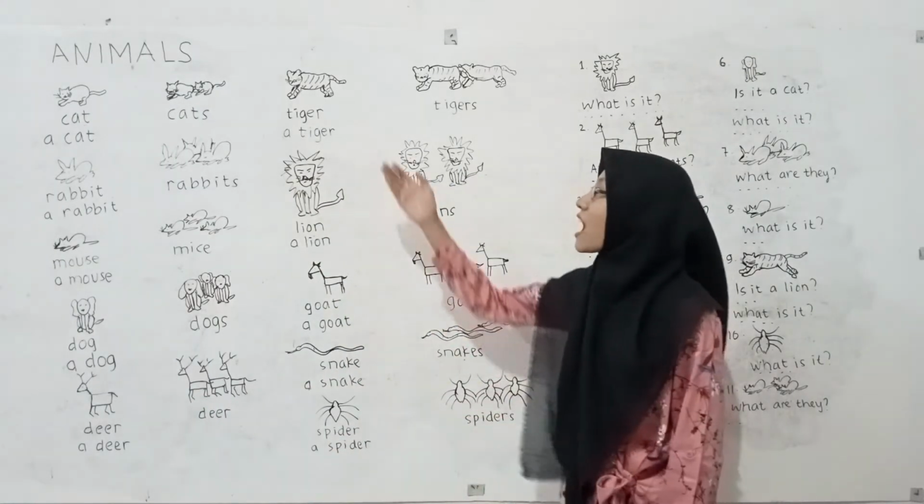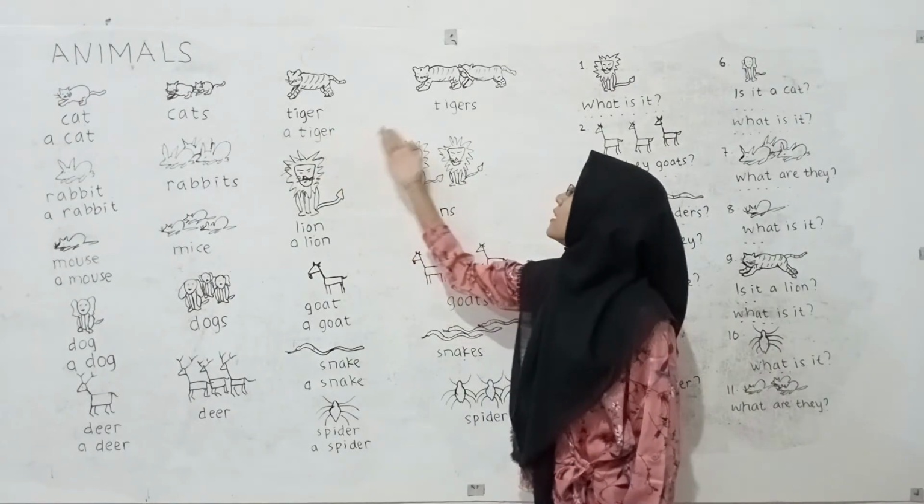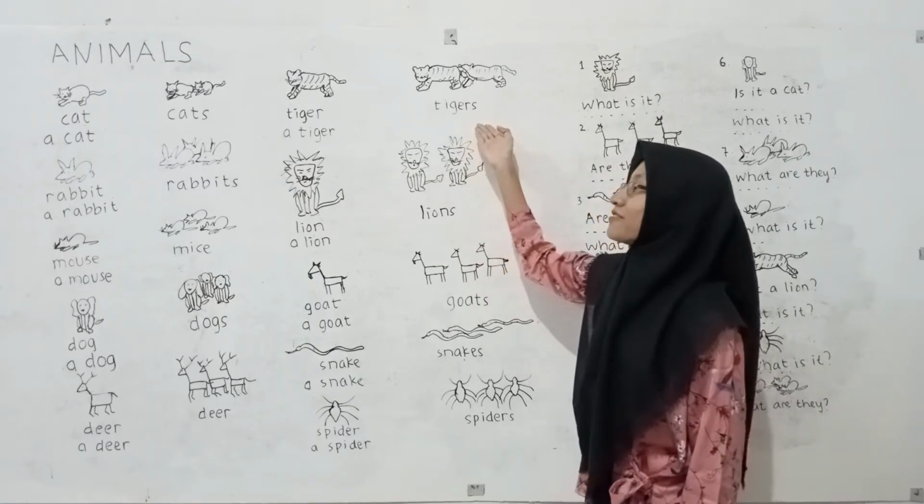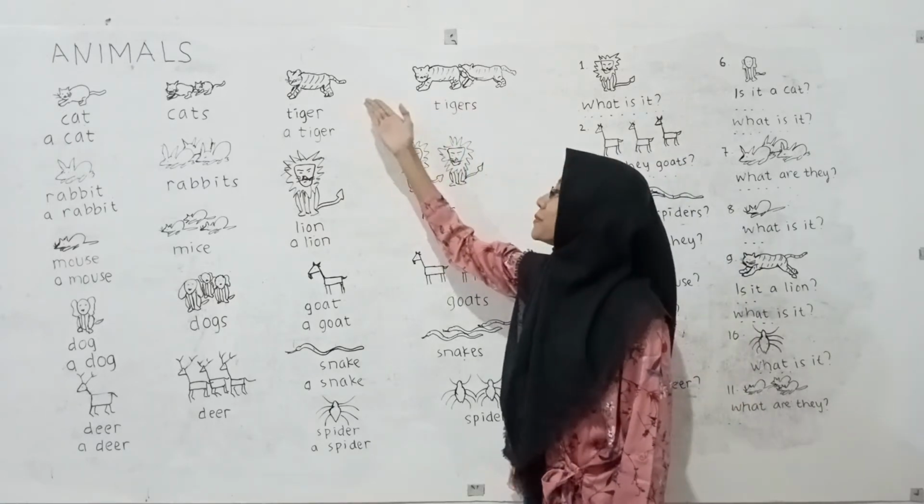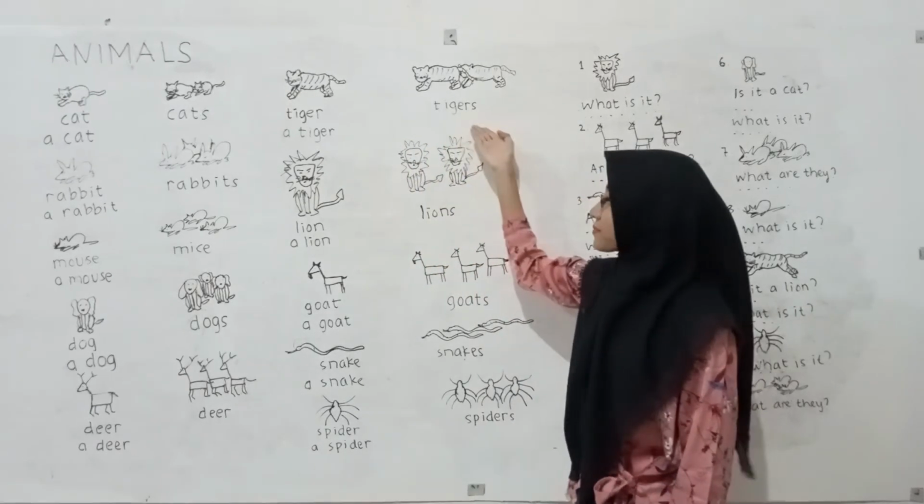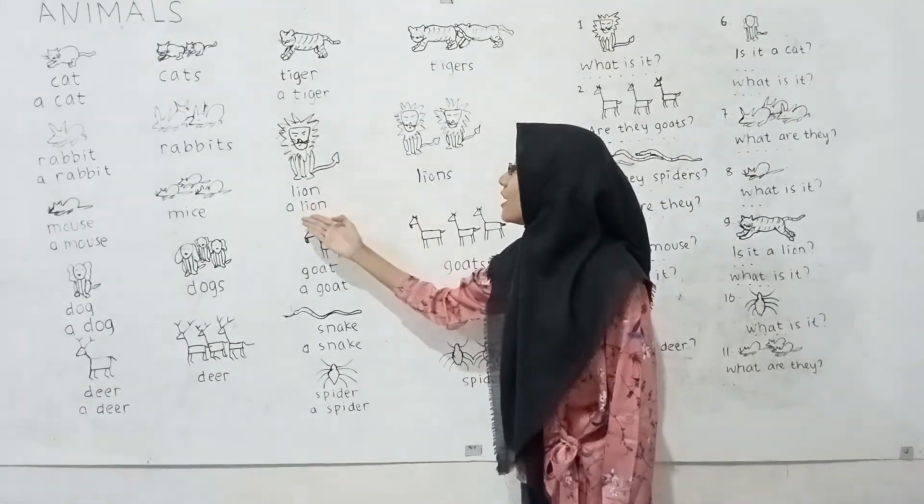Next, ada tiger. A tiger. Tigers. Artinya harimau. Tiger. A tiger. Tigers.